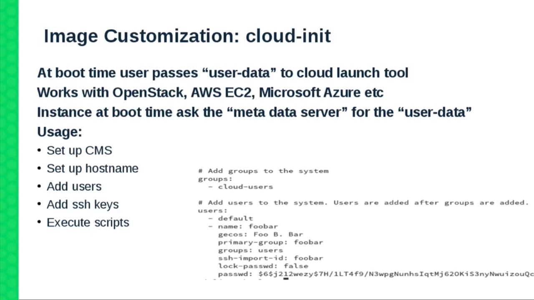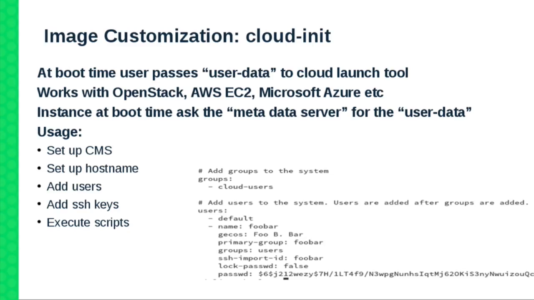To customize an image, if you are in the cloud world, you can use cloud-init, and that works in all of the public clouds, also in OpenStack cloud. At boot time, the user passes some so-called user data to the cloud launch tool, so in OpenStack to the Horizon dashboard interface. You can give parameters and configuration information there. Basically a complete shell script like you see here that adds groups and adds users to the system. And at boot time, the image will then ask the metadata server for this data and configure the system depending on that.